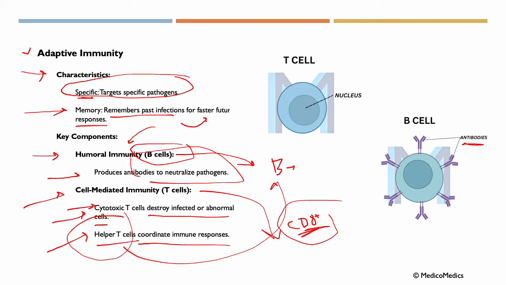Then we have these helper T cells, and they act as regulators of the immune response by releasing cytokines. And they also, as mentioned, are involved in activating our B cells and also activating our cytotoxic T cells and macrophages to enhance their different functions.